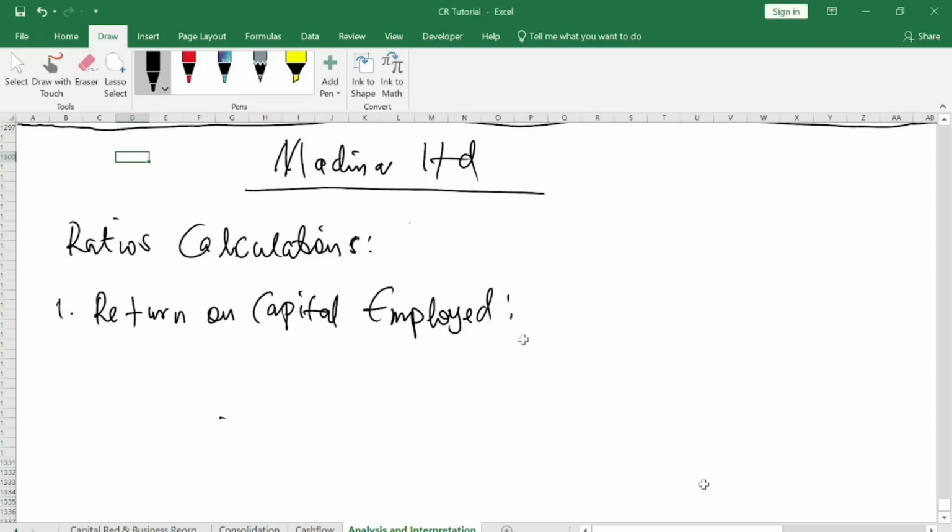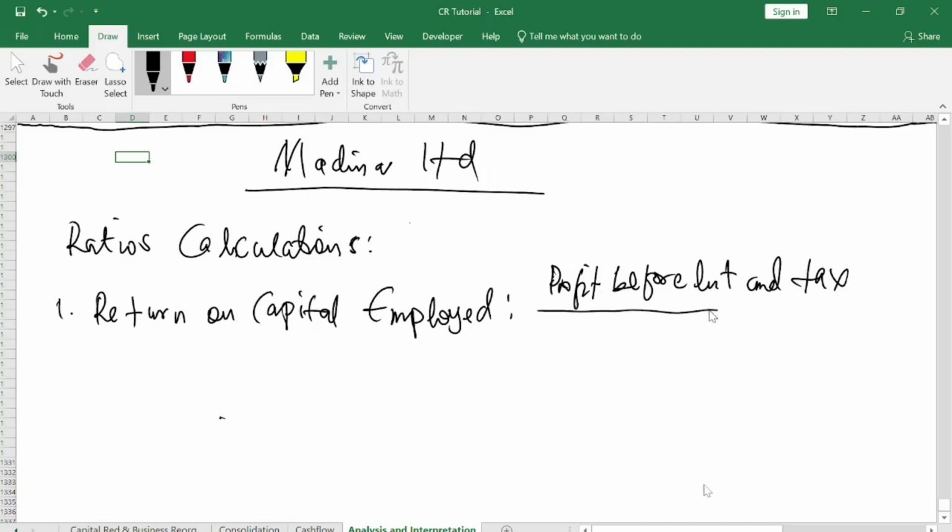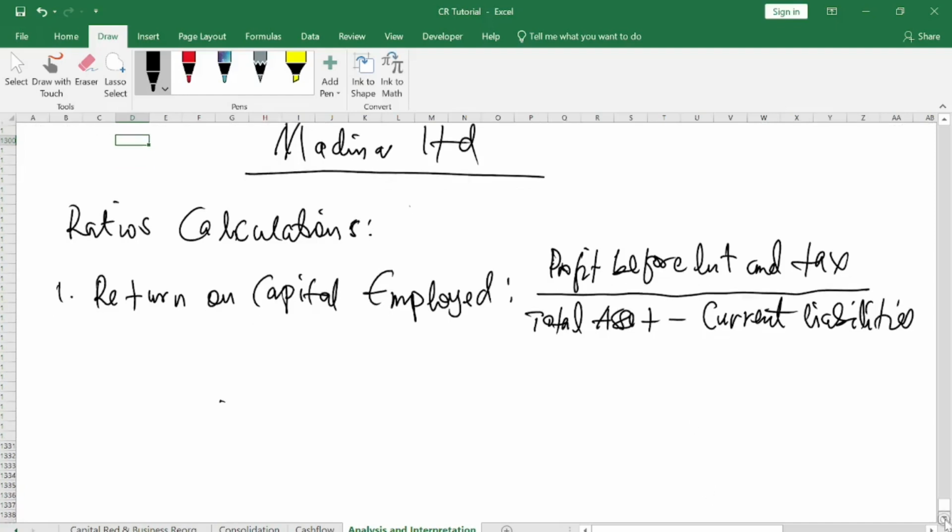What is the formula for return on capital employed? Profit before interest and tax, all divided by total assets minus current liabilities. That is what you have taught me. So that is what you will do. How do we calculate it?